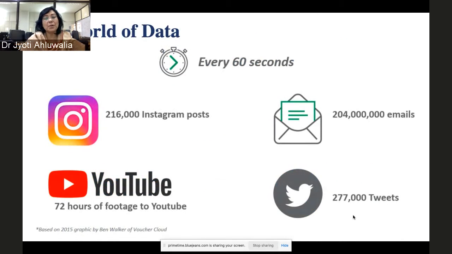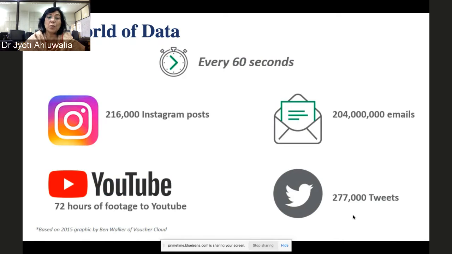And we also know that today we have a world full of data. We have an ocean of data. Just to imagine how big it is, every 60 seconds, we have 216,000 Instagram posts. We have 204 million records of emails. We have 72 hours of footage of YouTube uploaded every minute. And we have 277 tweets done every minute. And this is just the tip of the iceberg. These are just a few of the social media we've taken.